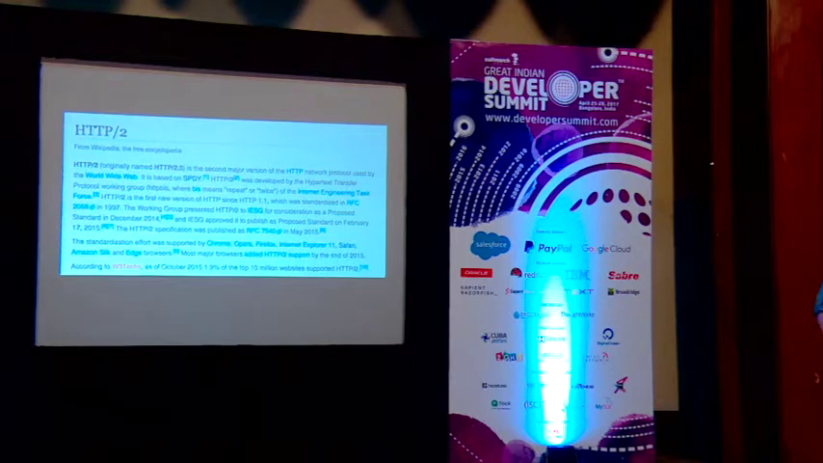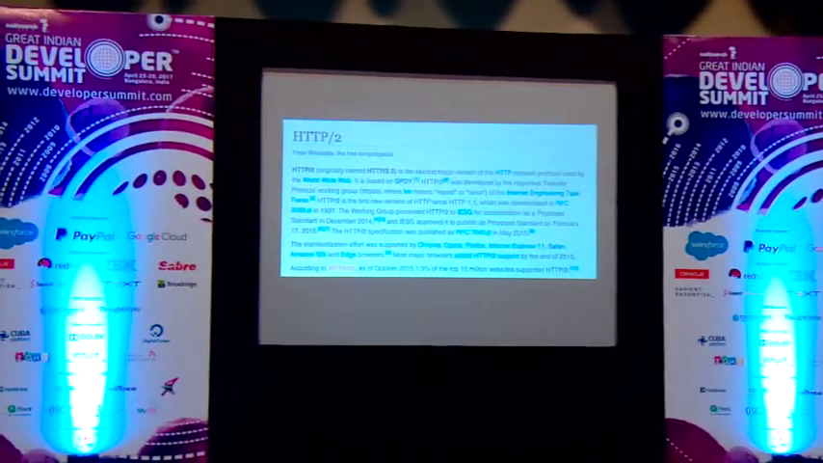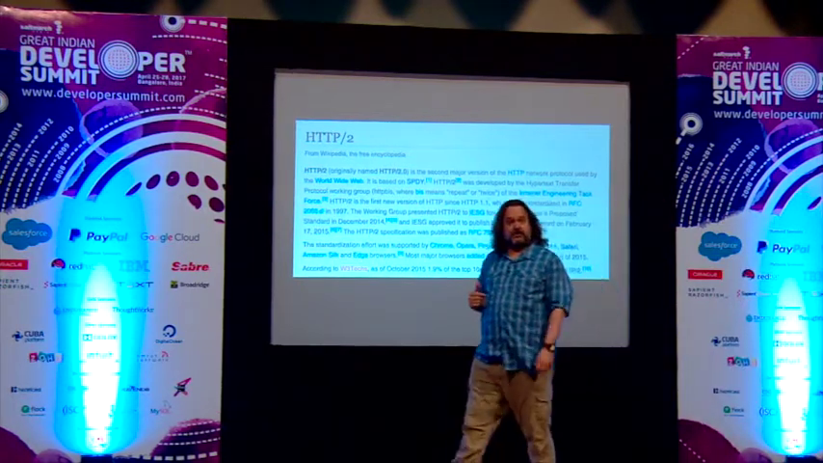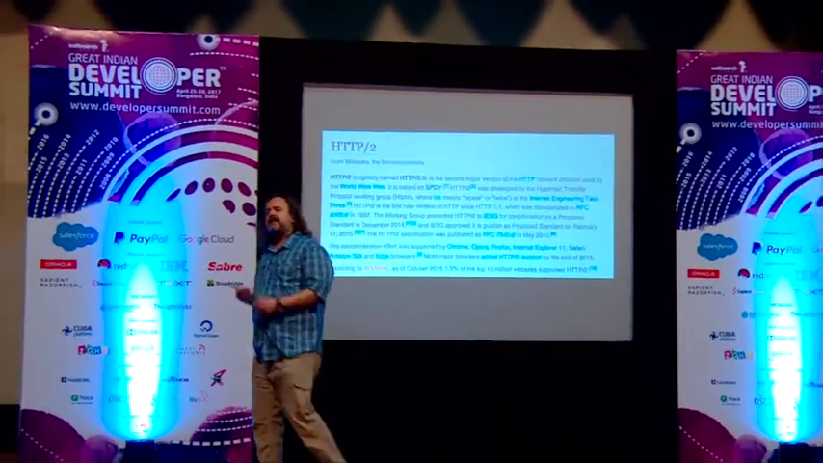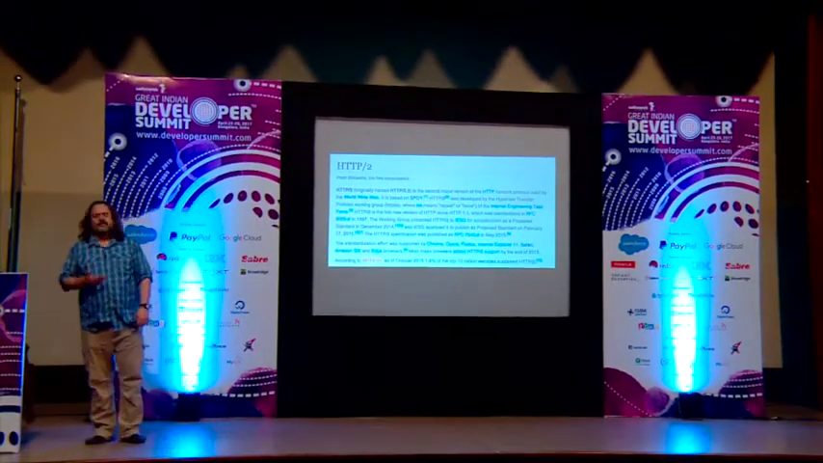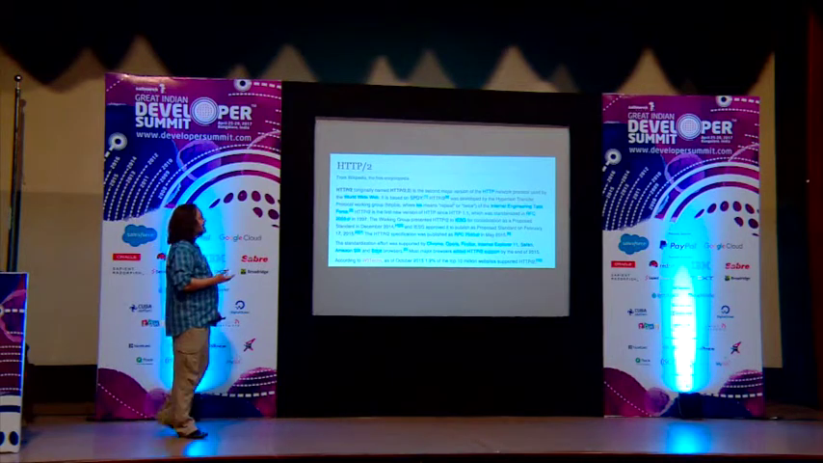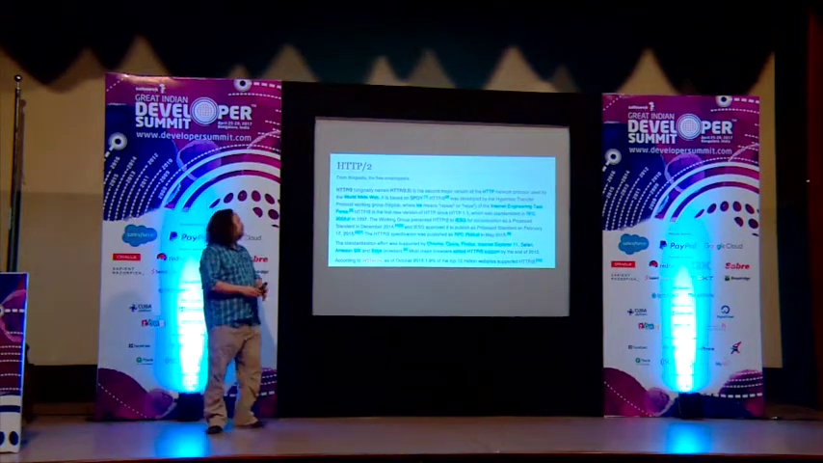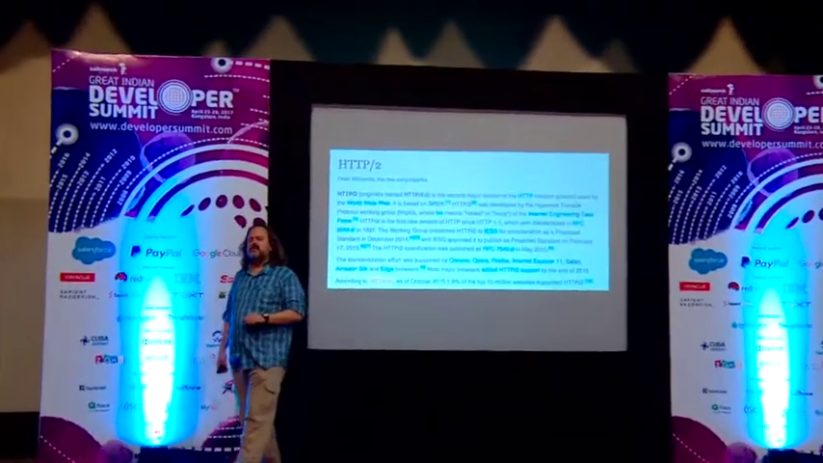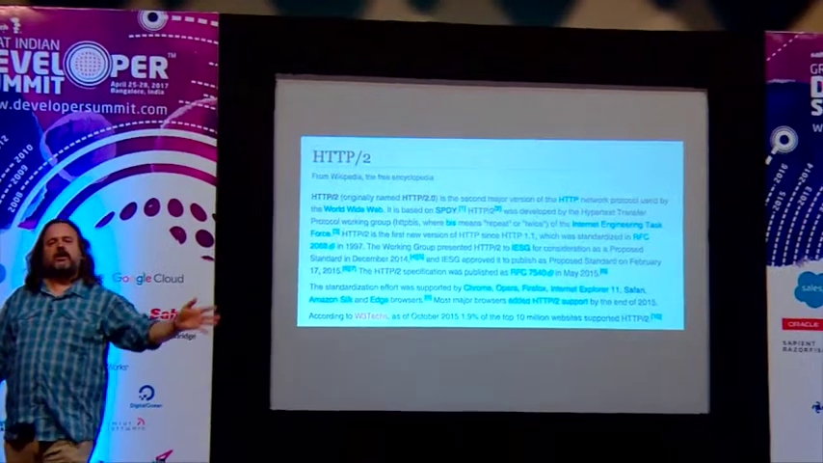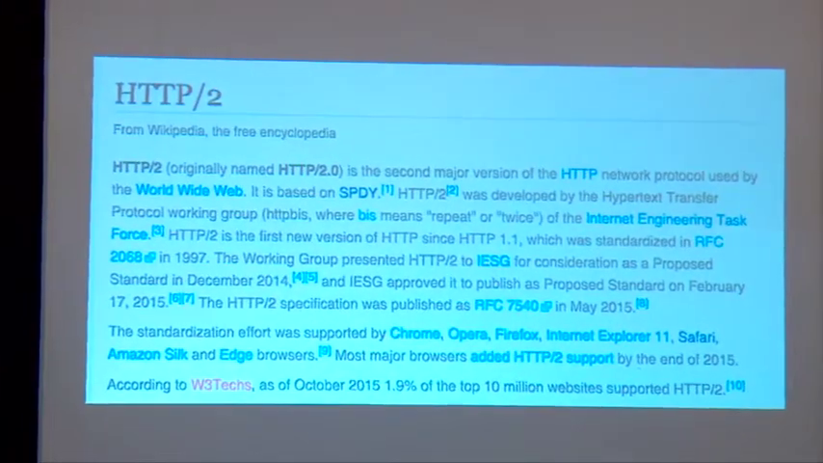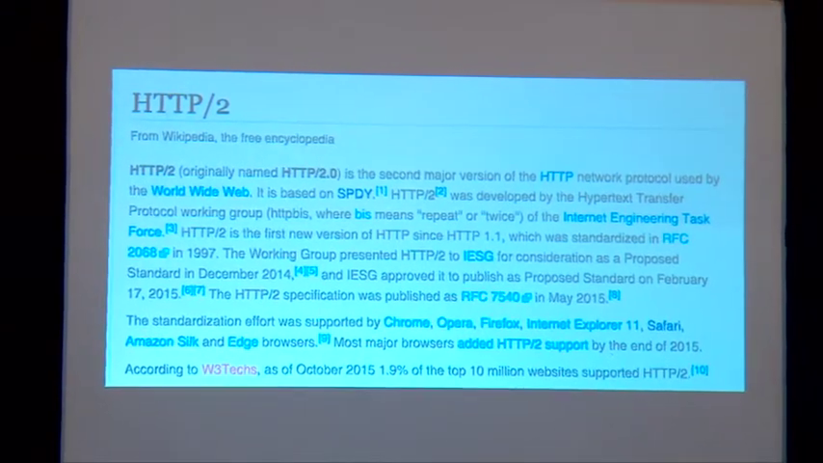So HTTP2, to set the stage, is the second version of HTTP. We've been using HTTP 1.1 since the late 1990s. But in between, there have been things like SPDY, S-P-D-Y. And each one of those will help us better understand the capabilities of HTTP2 by understanding how we got here.